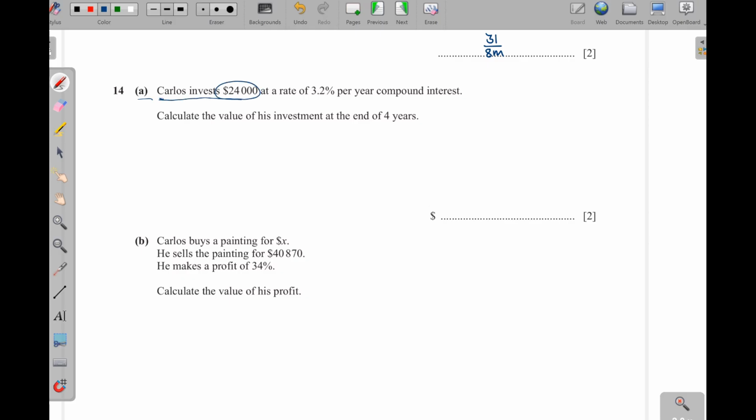Carlos invests $24,000 at a rate of 3.2% per year compound interest. Calculate the value of his investment at the end of 4 years. You know that amount is equal to the principal into 1 plus r out of 100, then to the power of t. So the principal is $24,000. And then this is 1 plus, the r is 3.2, which is out of 100, and then the t is a 4 here. So we shall get the 24,000, then 1 plus 3.2 out of 100, that's 103.2.